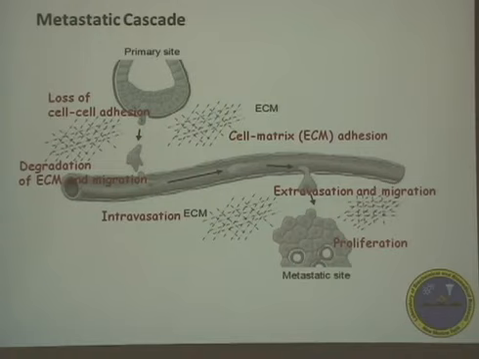These cells migrate in the blood vessels until they get arrested at a distant site. Here, the release of proteases starts again. So this allows these cells to go into the underlying tissue. Here, they start dividing and growing, forming a secondary tumor or metastasis.